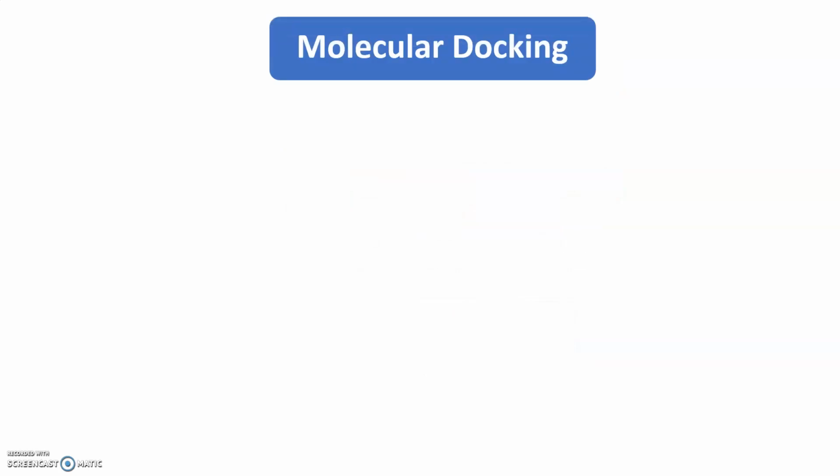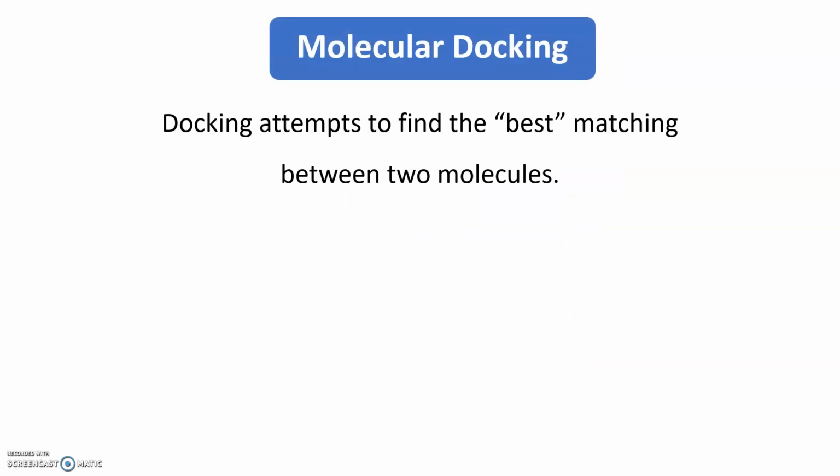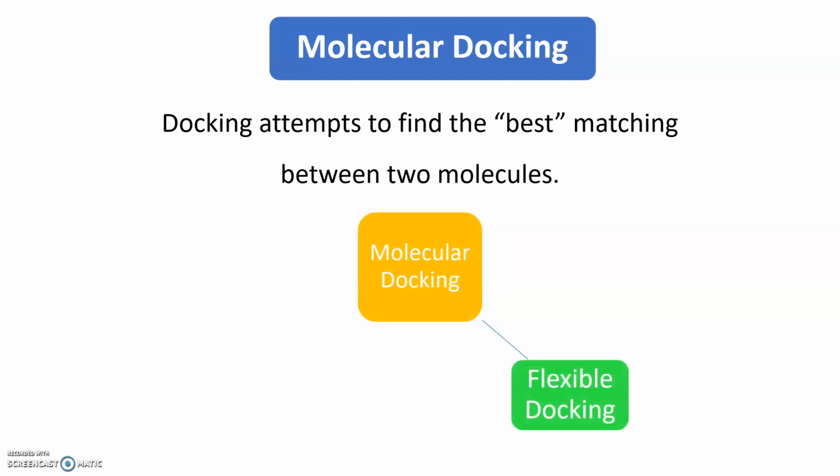Now, what is docking? Molecular docking. Docking means to find the best match between the two molecules. Two molecules means between the ligands and the receptor. So molecular docking is of two types, flexible docking and rigid docking. Using the molecular docking software, we can find the best match between the receptor and ligand.